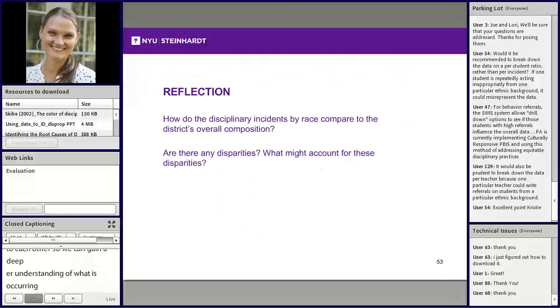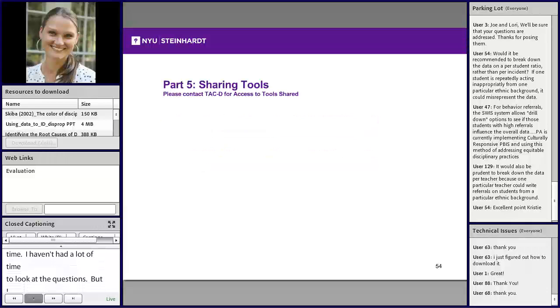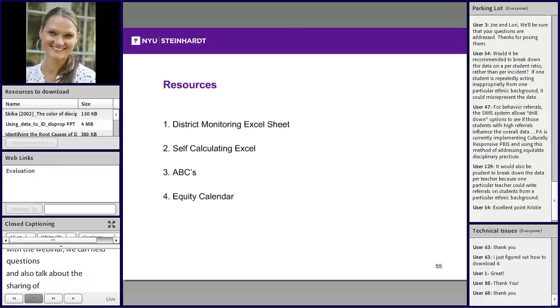So I see that we are coming close to time. I haven't had a lot of time to look at the questions, but I want to just quickly walk through some of the tools that we do use within districts for TAC-D, the Technical Assistance Center on Disproportionality. And while those tools are not provided with the webinar, we can field questions and also talk about the sharing of these tools. But basically, there's 4 different things that we have focused on giving districts in order to understand how disparities are manifesting in their district and relating to disproportionality.